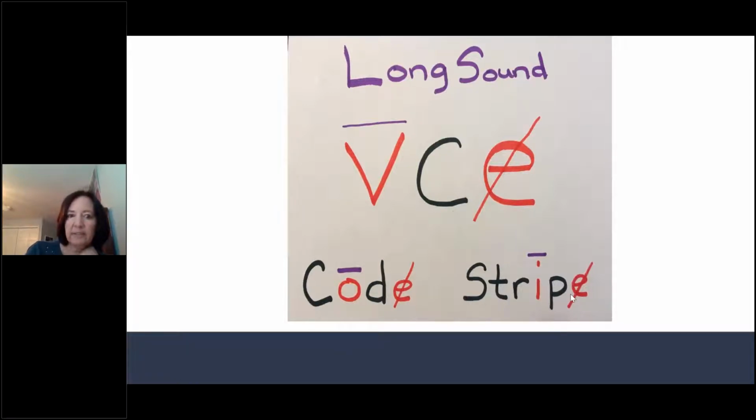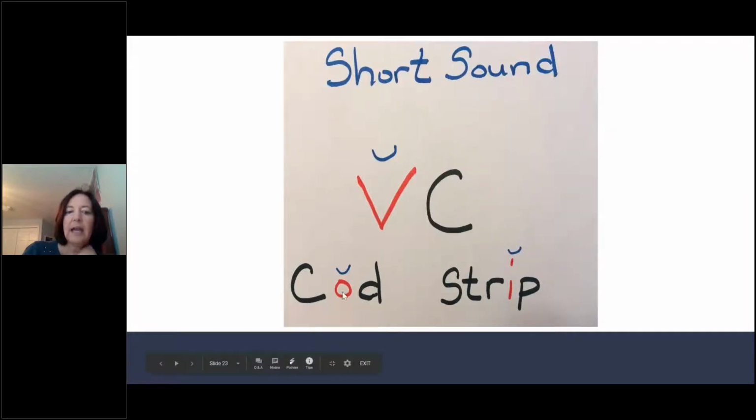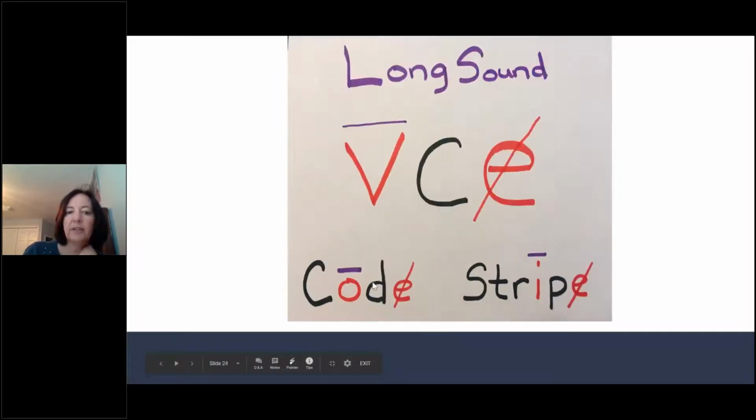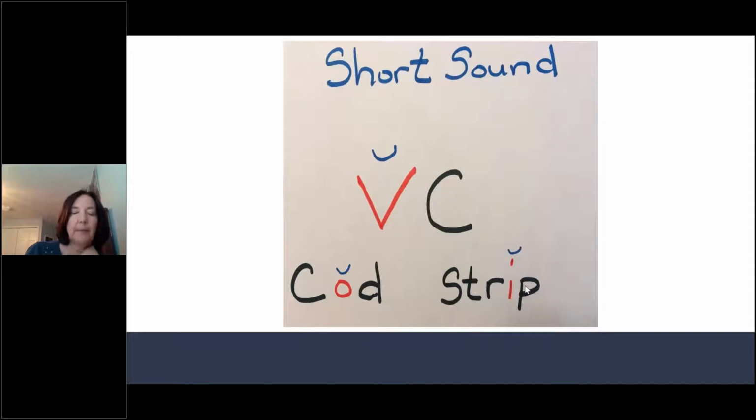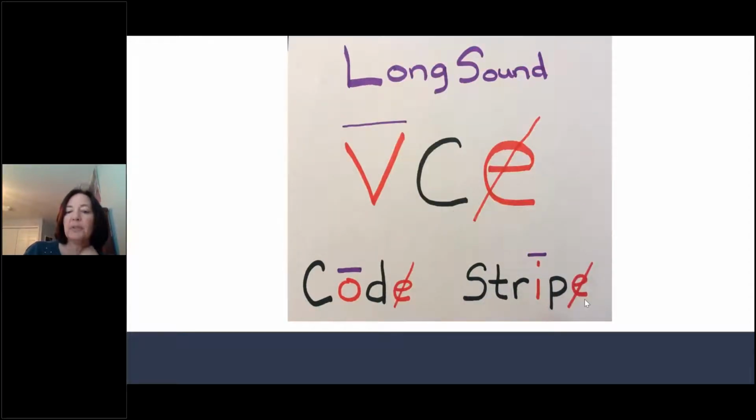Now, if you'll notice, "cod" and "code" look very similar. The only difference is "code" is followed by a silent E, which changed that vowel sound. Same thing with "strip" and "stripe." That silent E changes our vowel sound.